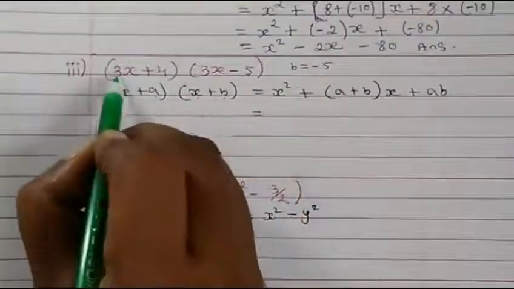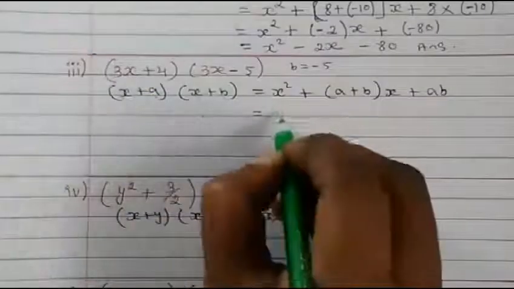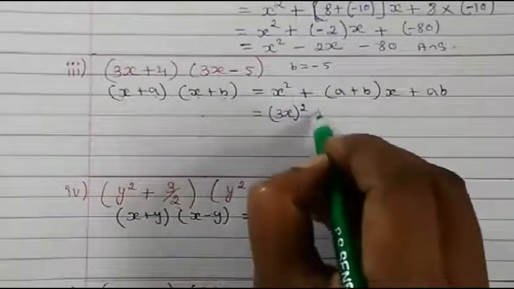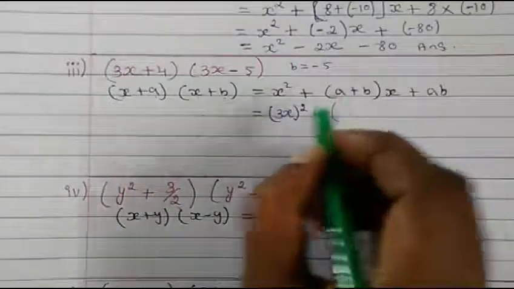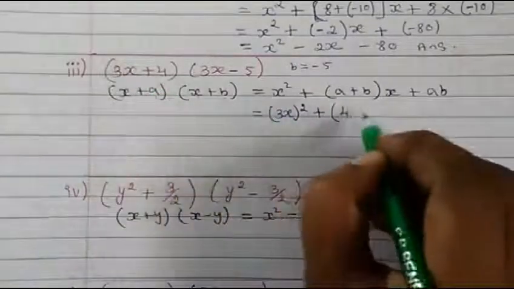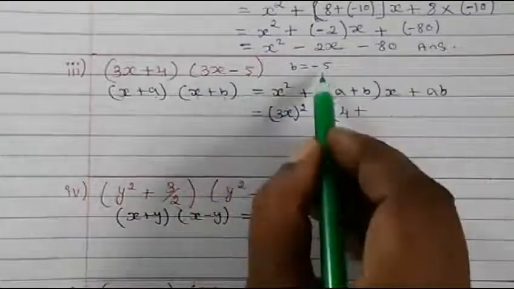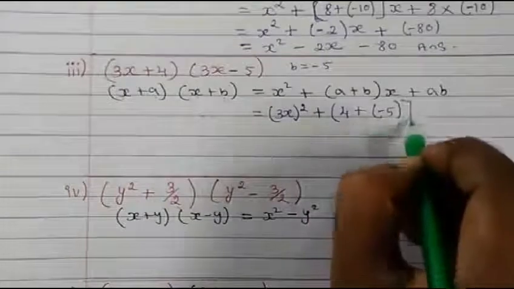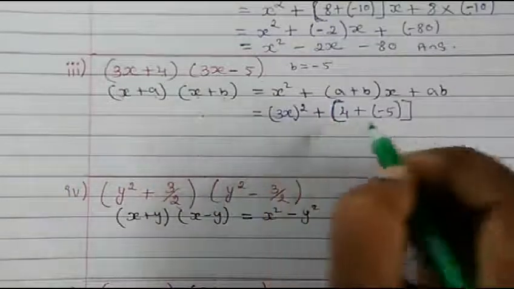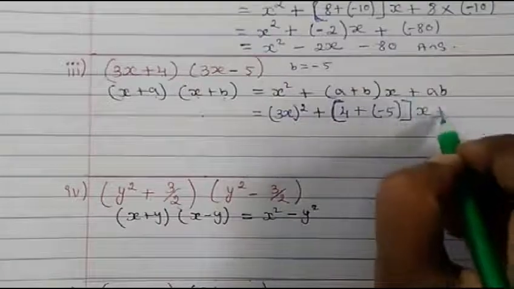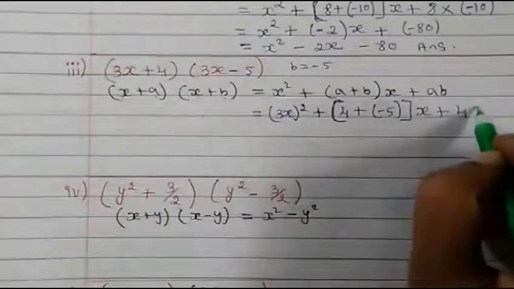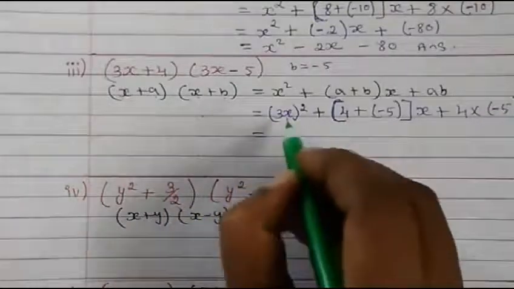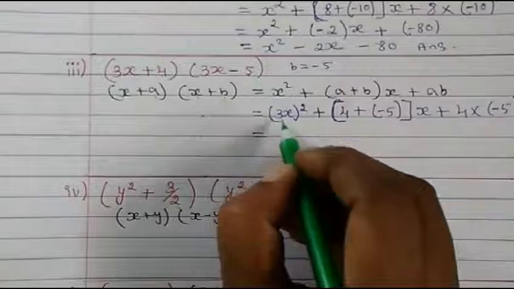So now let's write down. In the place of x, what do we have? We have 3x. So in the place of x, we have to write 3x. Now this is square, so we have to write square. So plus, in the place of A, we have 4, plus in the place of B we have minus 5. So let's put it in the bigger bracket. Then x, this x as it is, plus now A is 4 and B is minus 5.